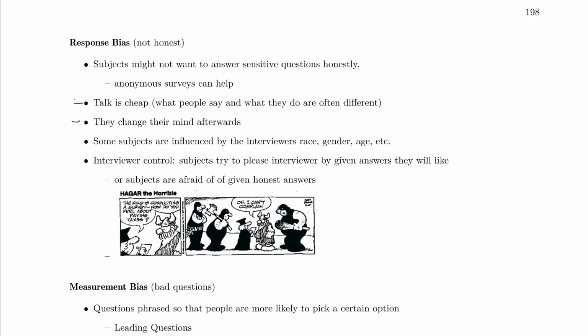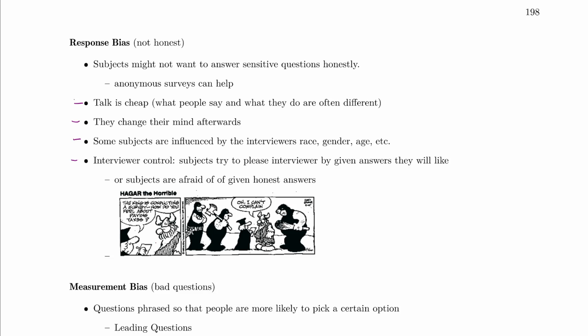Sometimes they change their mind afterwards. Sometimes subjects are influenced by the interviewer's race, gender, age. This is often at a subconscious level, but we have found that it is real, like we can measure how much they're influenced by the interviewer just subconsciously. There's also interviewer control. Subjects are trying to please the interviewer by giving answers they think they will like, or the subjects are afraid of giving honest answers.